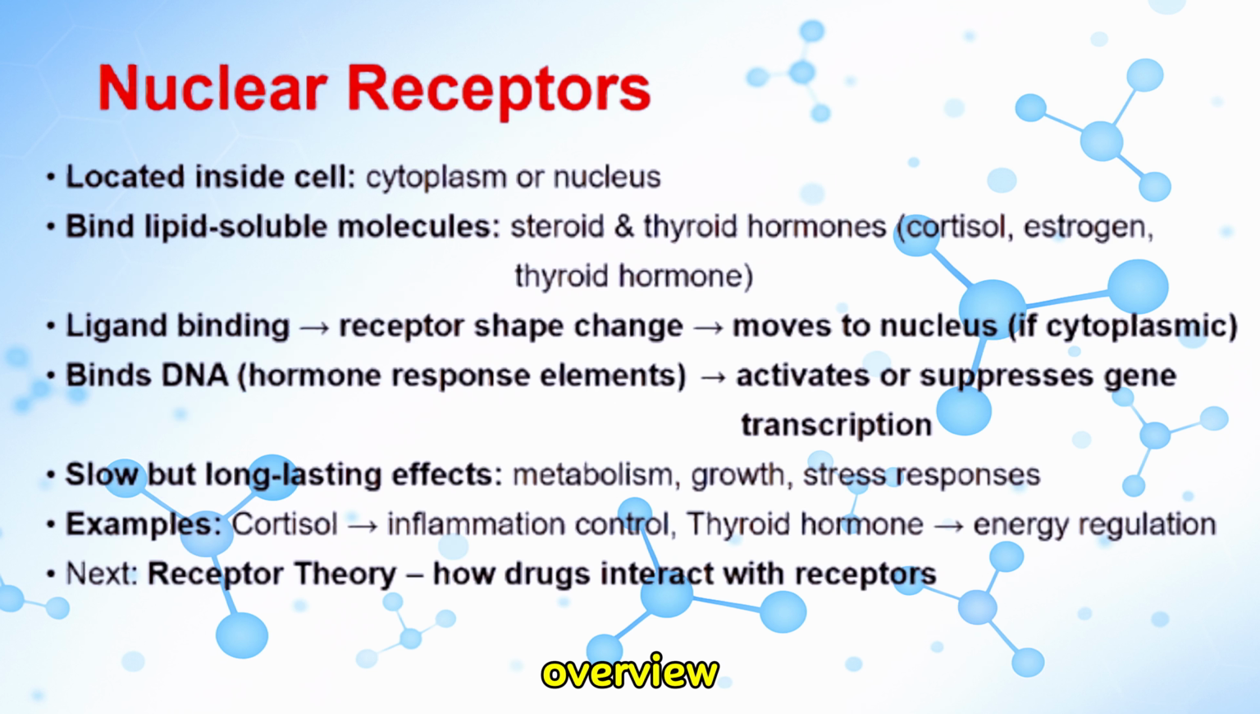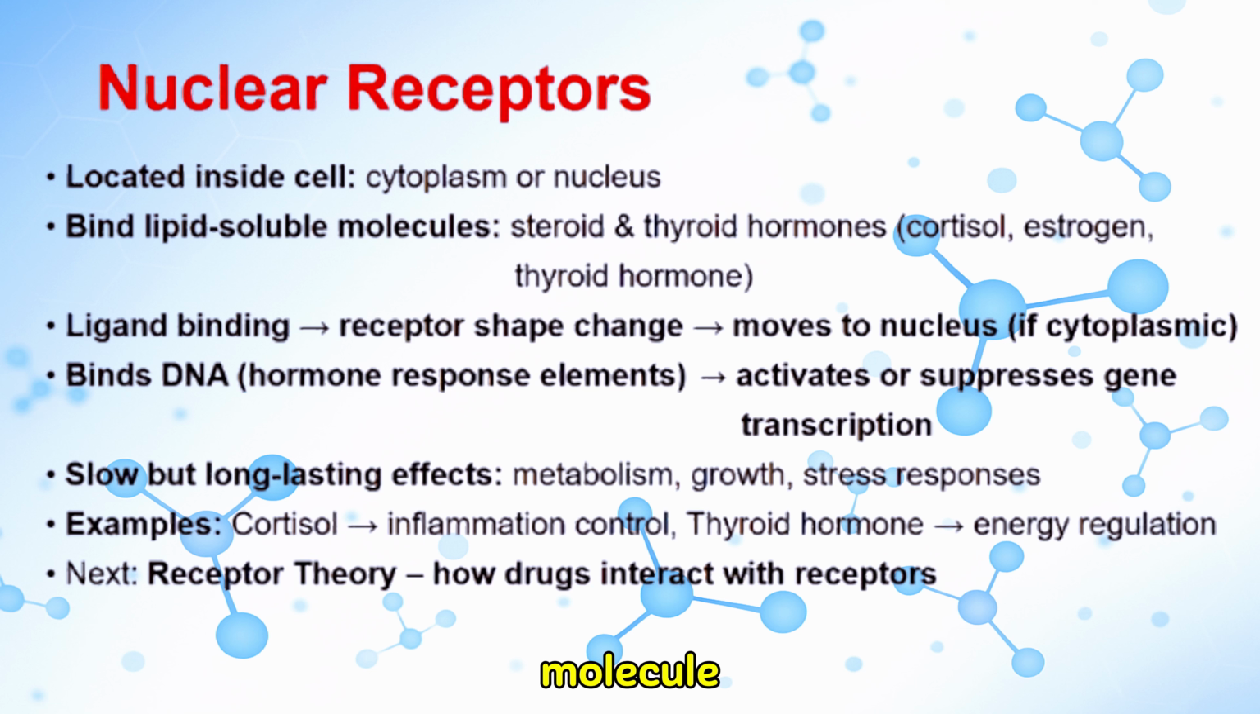Nuclear receptors overview and mechanism. Most receptors are located on the surface of cells. Nuclear receptors are found inside the cell, either in the cytoplasm or directly within the nucleus. They bind molecules that are lipid-soluble, meaning they can easily pass through the cell membrane. Common examples include steroid hormones like cortisol, estrogen, and thyroid hormone.